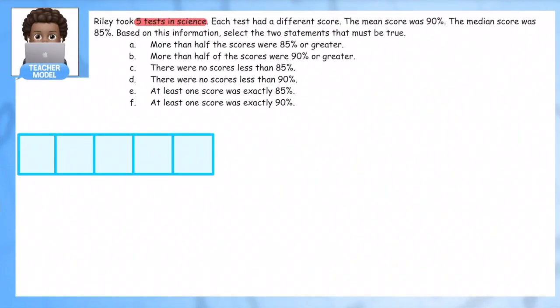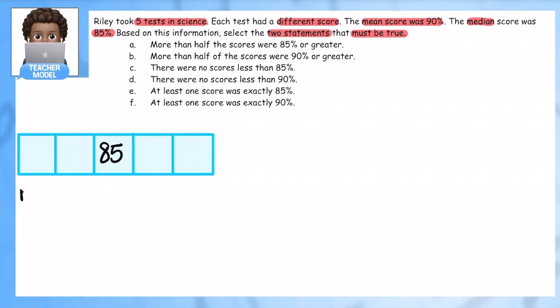Riley took 5 tests in science. That's why I have 5 boxes there. Each test has a different score. The mean score was 90. The median score was 85. Based on this information, select 2 statements that must be true. So let's fill in what we do know. We know that the median was 85, so our middle number.